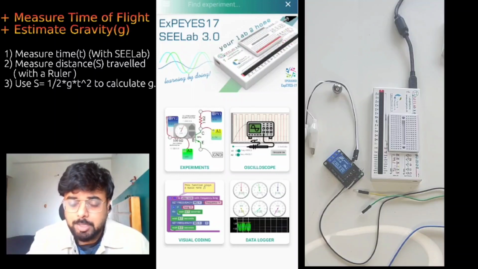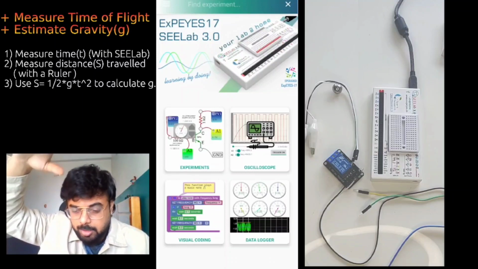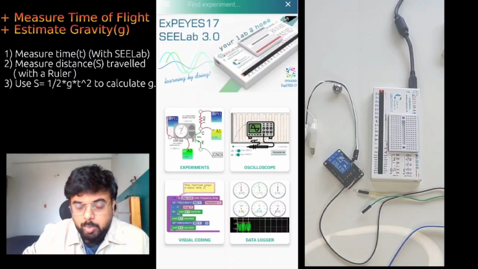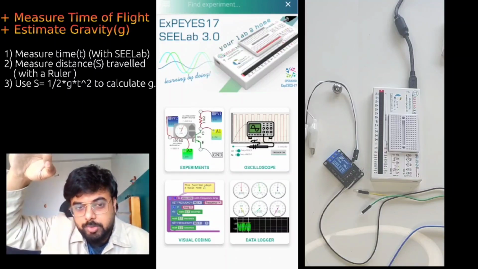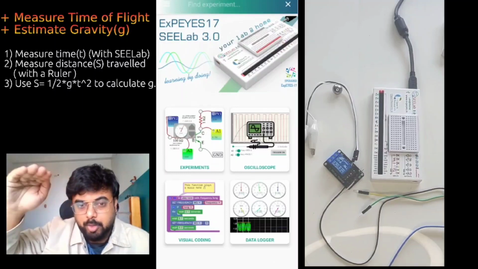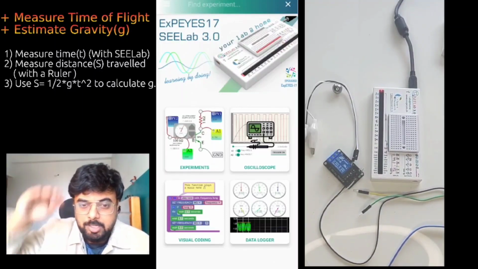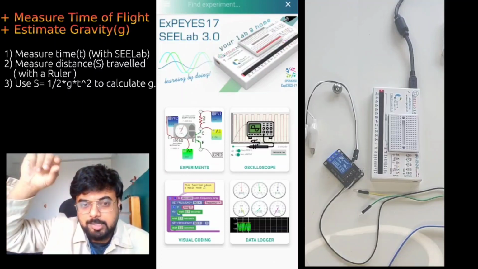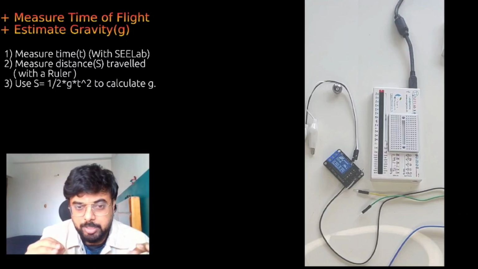Now in this experiment, we're going to use an object and let it free fall through a certain distance. Now we'll know what this distance is because we'll measure it physically, and we'll also use the Seelab device to precisely measure the time taken for this body to travel from point A to point B. Now since this is a very fast process, a couple of 100 milliseconds, and the object is going to hit the ground, we're going to need some tools to make this automatic.